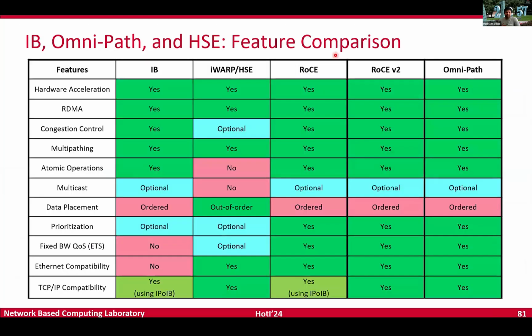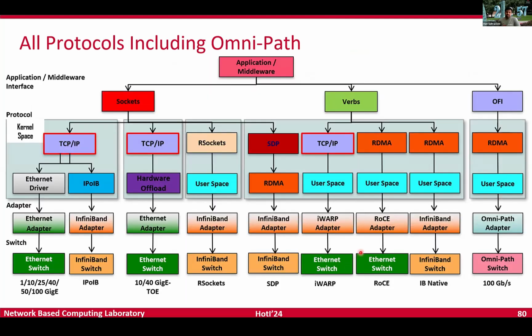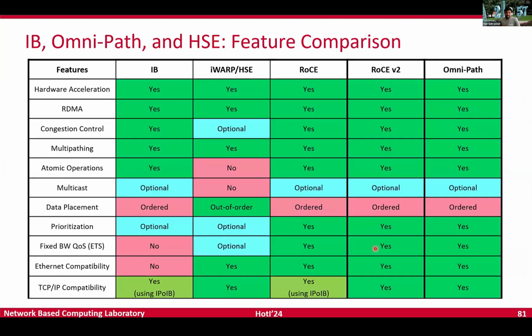Now, this slide is a feature comparison of all the different networks that we talked about: IB, iWARP, RoCE, RoCE v2, and Omnipath. So these two slides are your cheat sheets to see how your InfiniBand, Ethernet, Omnipath have evolved in terms of hardware and software over the last couple of decades, and to decipher all the different terminologies that vendors may pose to you. So slides number 80 and 81 give you a quick high-level overview of all of these.